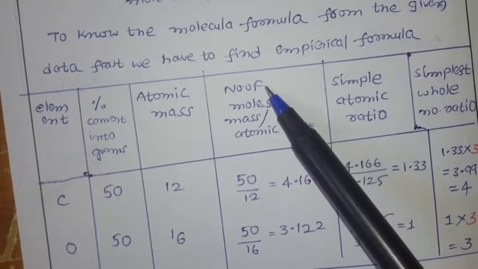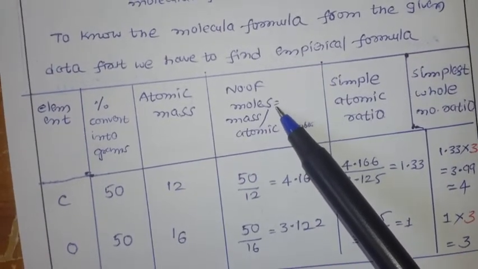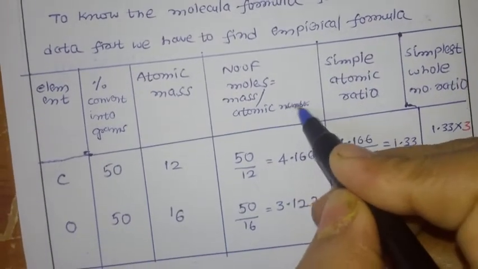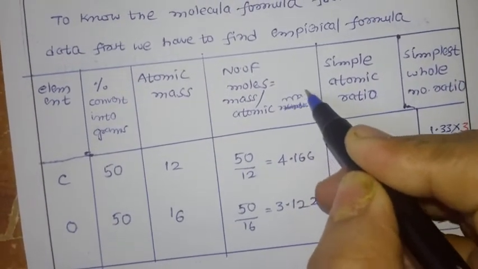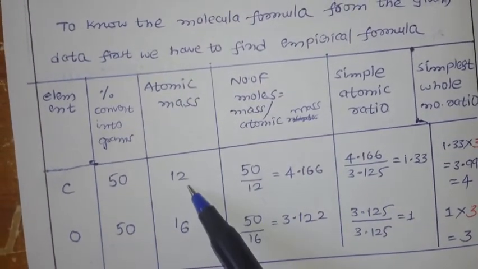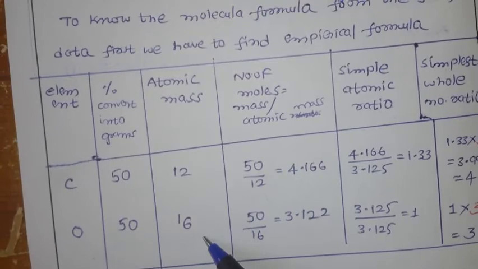Now the next step is to calculate the number of moles. For that the formula is mass divided by atomic mass. This is atomic mass, not the atomic number. So carbon atomic mass is how much? We have 12. Oxygen is 16. You have to remember these by default.